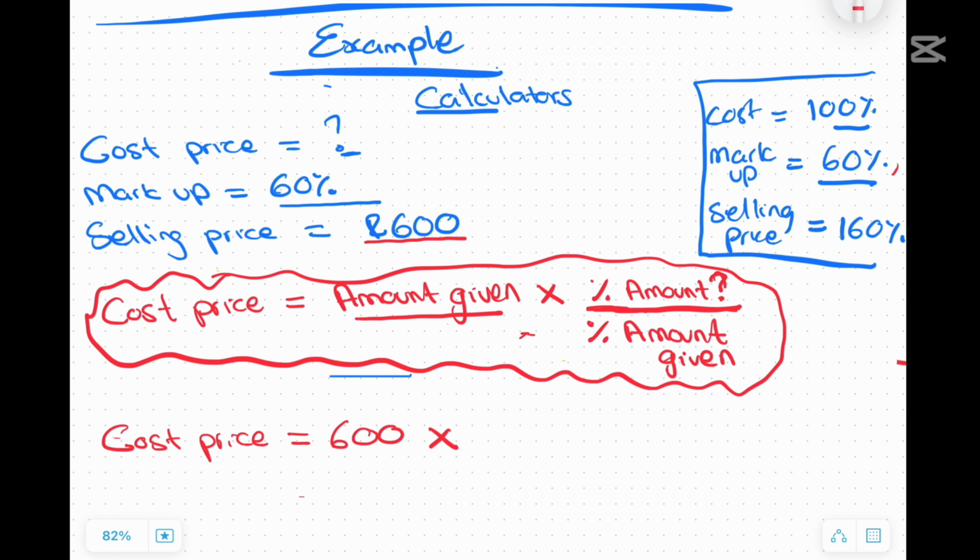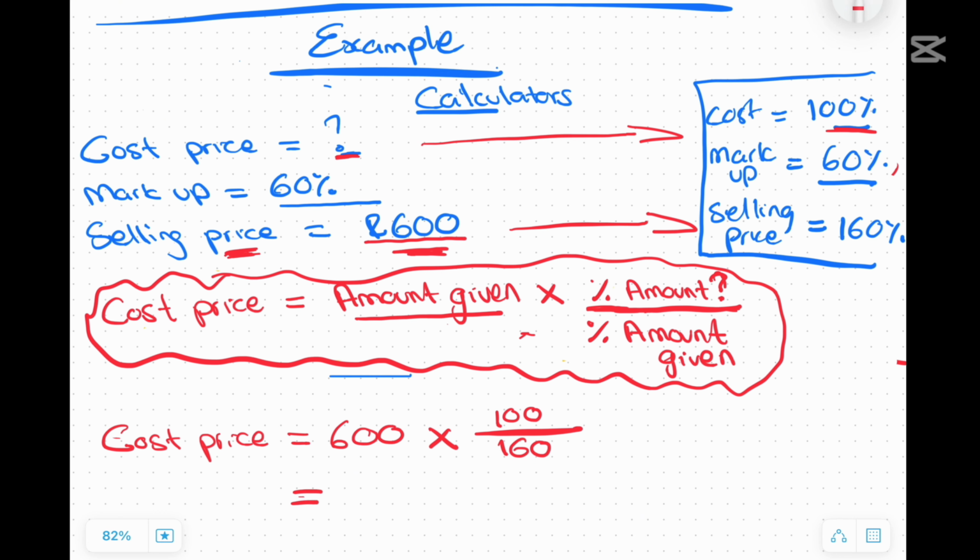So the amount that is missing is the cost price. What is the percentage of the cost price? Is 100%. Okay, so 100 divide by the percentage of the amount given. Which amount has been given? It's the 600, right? What is the percentage of the selling price? Because the amount that is given to us is the selling price, right? So what is the percentage of the selling price? It's 160.